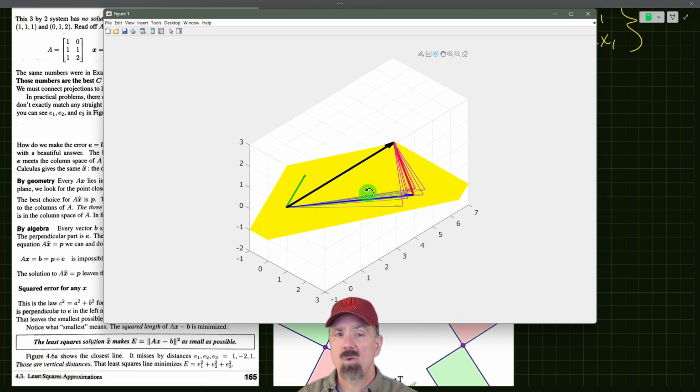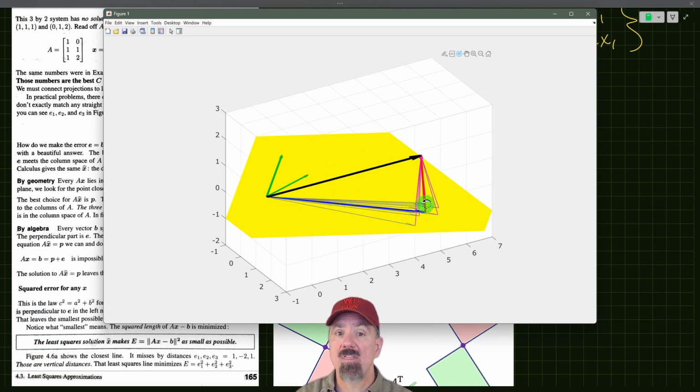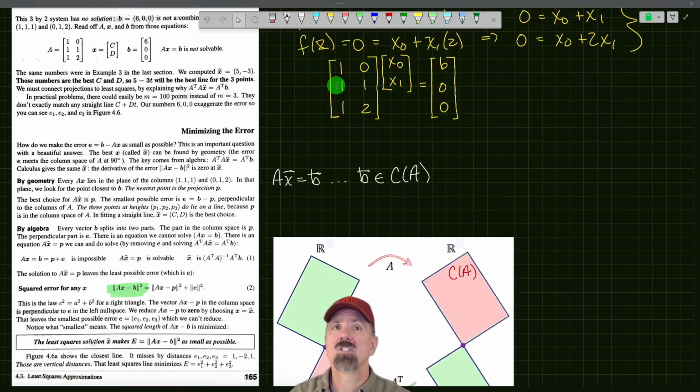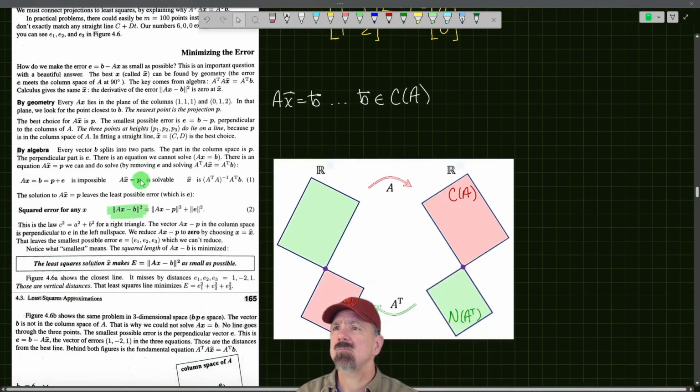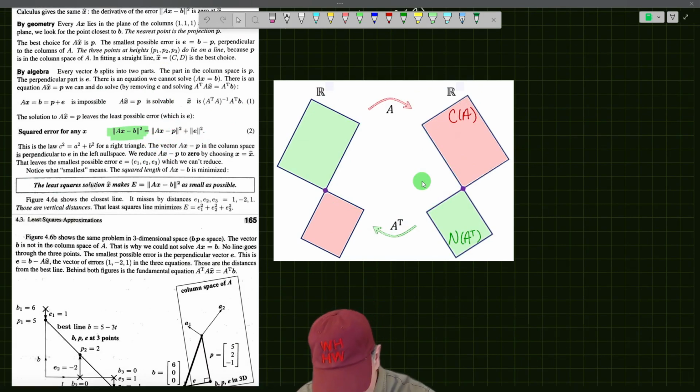So the problem that we can now solve is AX equals the blue vector, because we couldn't solve with the black vector, but we can with the blue, and that's the best we can do. That's really the entire idea of what we are doing. We are going to solve this once we have projected the B vector into the column space of A. Let me show you that in a different way with our 4 fundamental subspaces graphic.